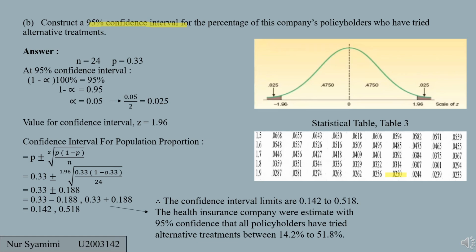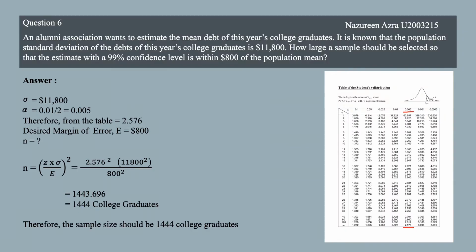Question 6. An alumni association wants to estimate the mean debt of this year's college graduates. It is known that the population standard deviation of the debts of this year's college graduates is $11,800. How large a sample should be selected so that the estimate with a 99% confidence level is within $800 of the population mean?